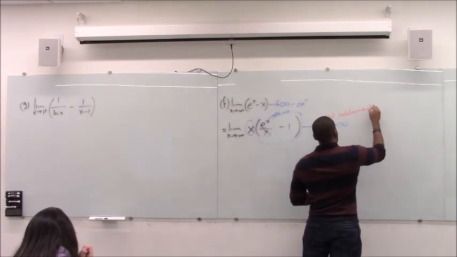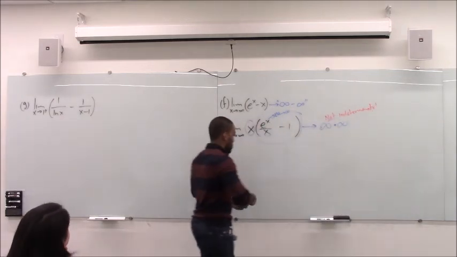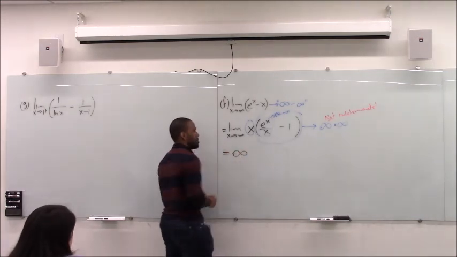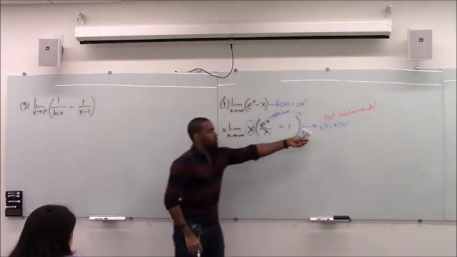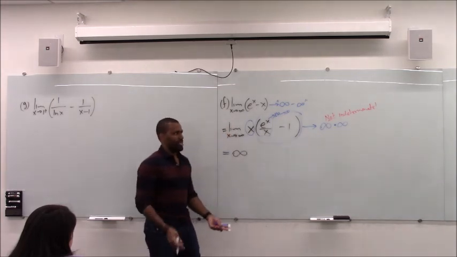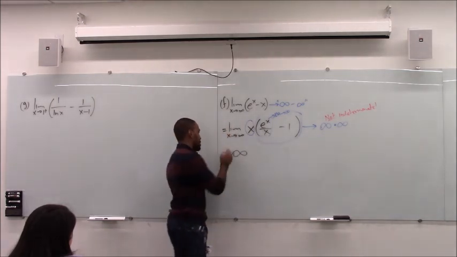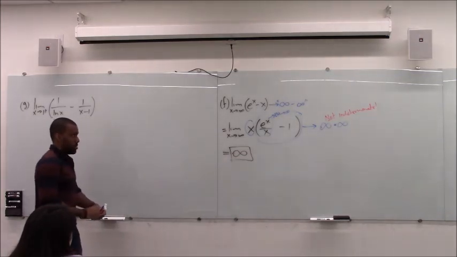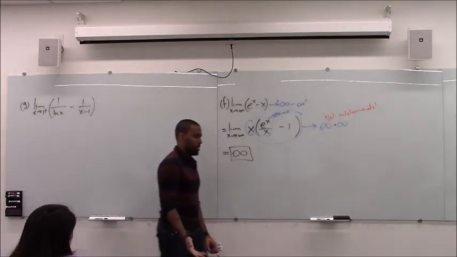So the answer here is infinity. Because you have a big number times a big number. What's that going to result in? A big number. So that's actually not indeterminate. We actually know. Infinity times infinity is infinity.